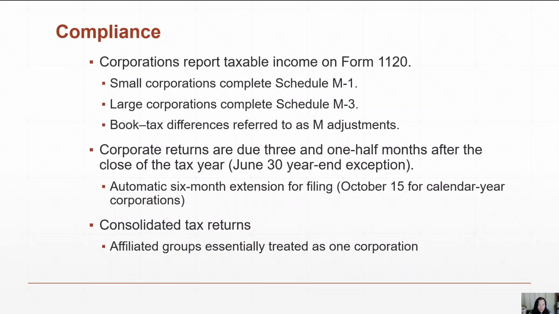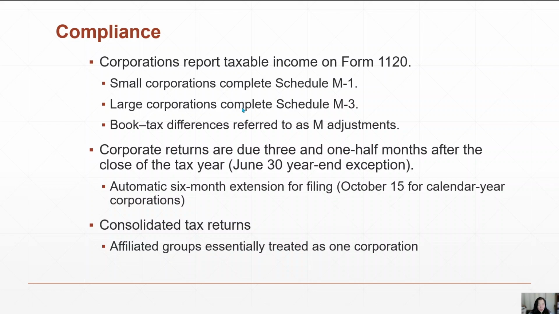Finally, the compliance. What is tax compliance? Really what we're doing is we're trying to gather all the information and prepare Form 1120 and file the tax return on time before the due date. A small corporation, as far as book tax differences disclosure, only needs to complete Schedule M-1, a relatively simplified version of book tax differences reconciliation.